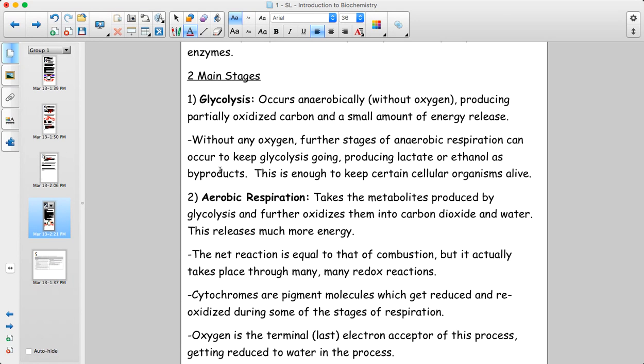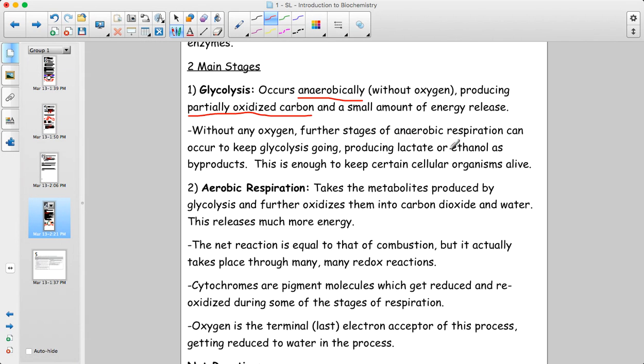The first stage is called glycolysis, and it occurs anaerobically. Anaerobic is a term that means without oxygen. And it produces a very small amount of energy. You can think of it as sort of the equivalent of incomplete combustion. It only partially oxidizes the carbon that's in the glucose. Without any oxygen, there are some further steps of anaerobic respiration that can keep animals alive or cells alive for a little while, or can keep muscle cells going for a little while. So there is the possibility to sort of maintain life with just glycolysis without oxygen.